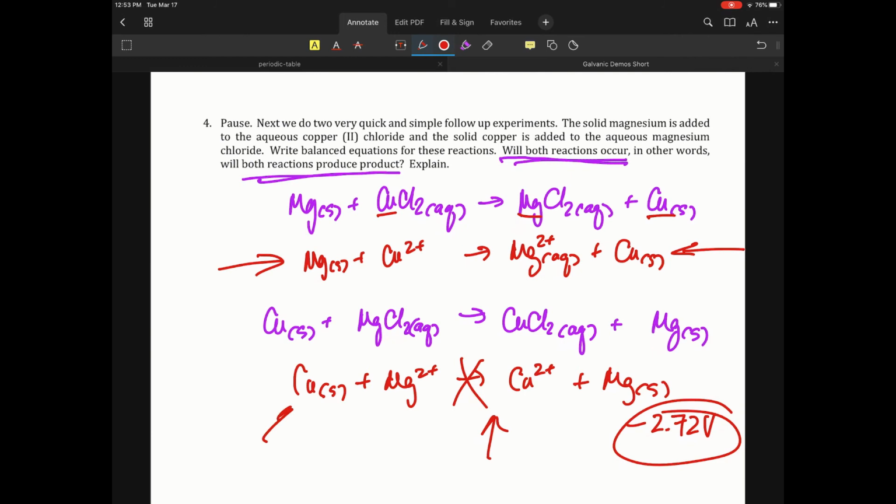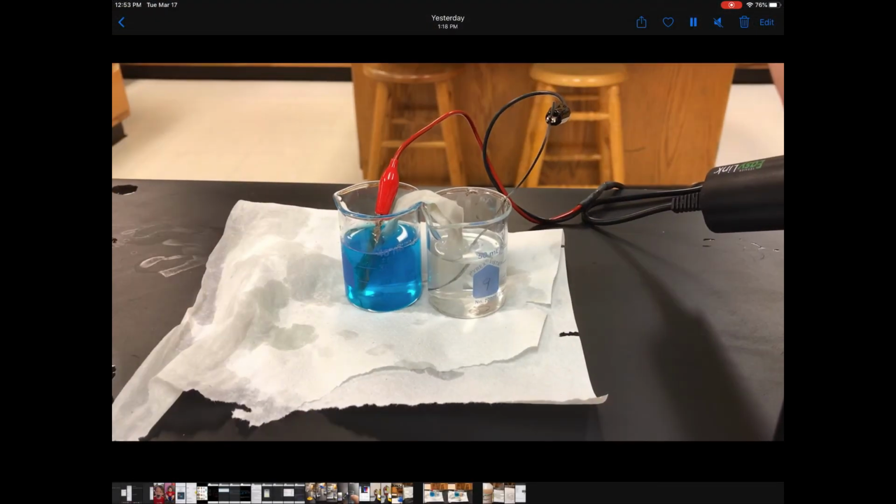So if we could set this up, we could put copper in some aqueous magnesium, but nothing's going to happen without the input of some energy. If we input some energy, absolutely, we can get our aqueous copper and our solid magnesium. But otherwise, nothing is what we'll observe. And let's go check it out and be sure that we agree.